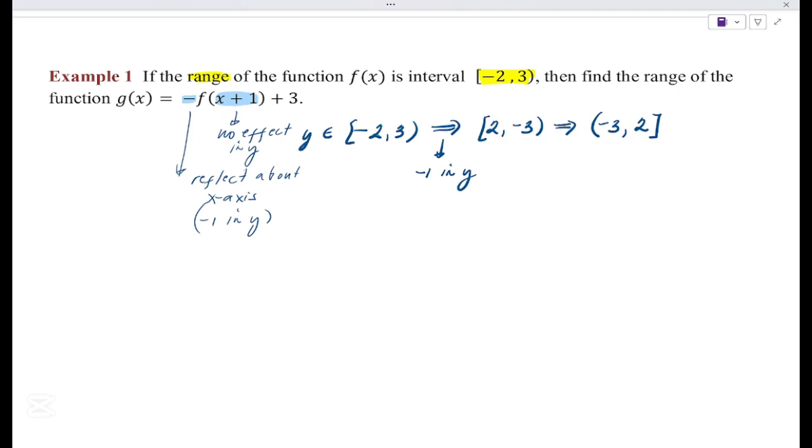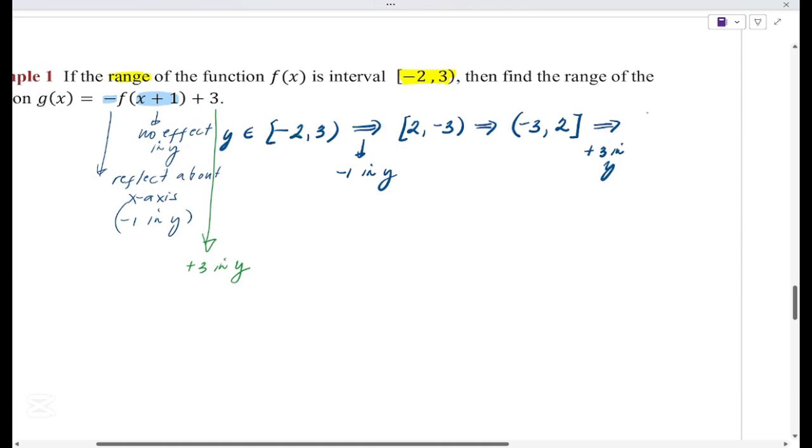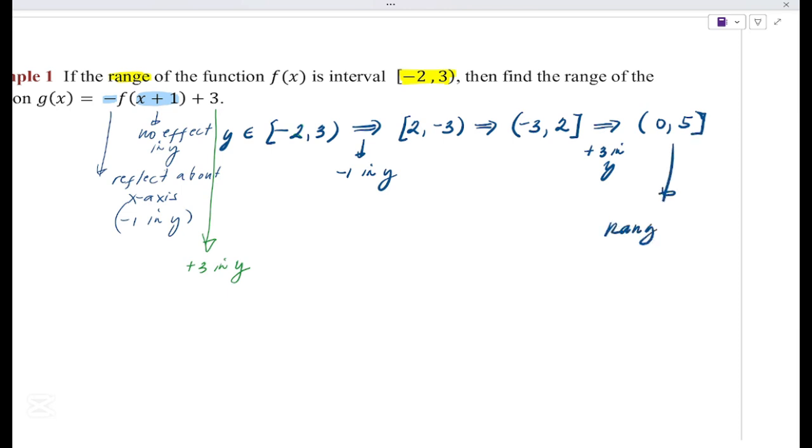And then the last transformation is that we're adding 3 in y, because the transformation here is shifting 3 units up. Since these are y values, if we add 3 to this interval, -3 plus 3 is 0, and 2 plus 3 is 5. So this is now the range of the function g.